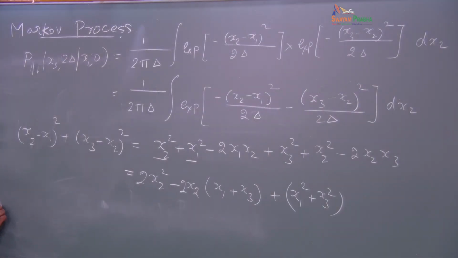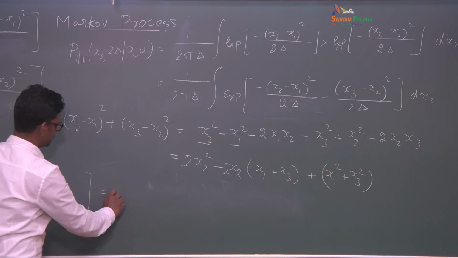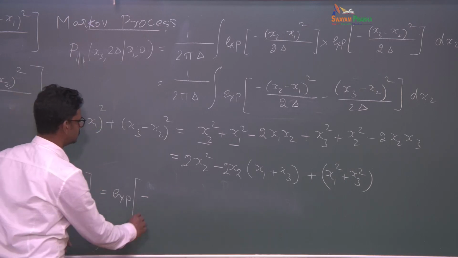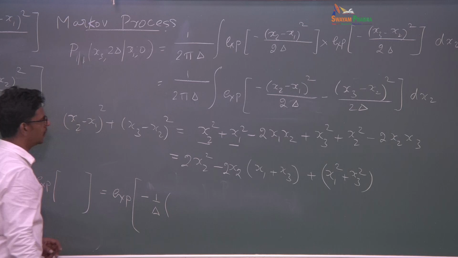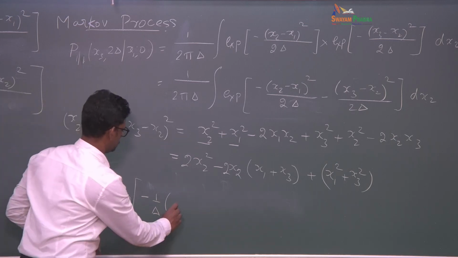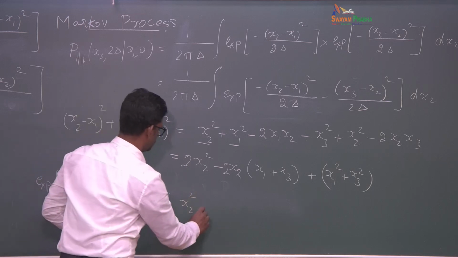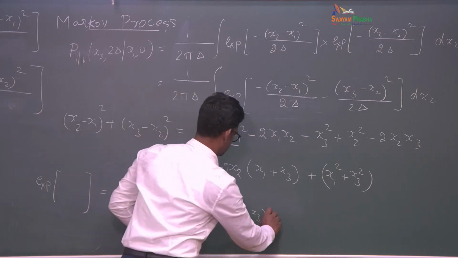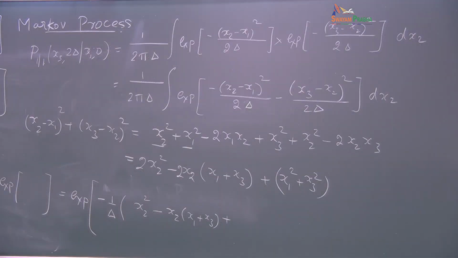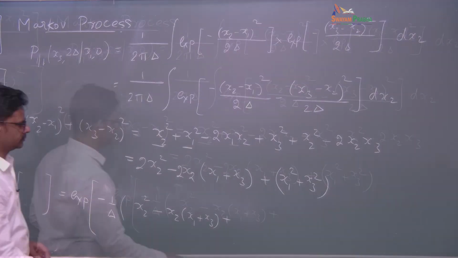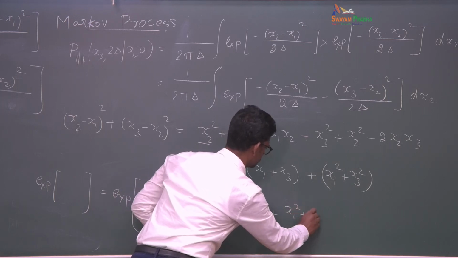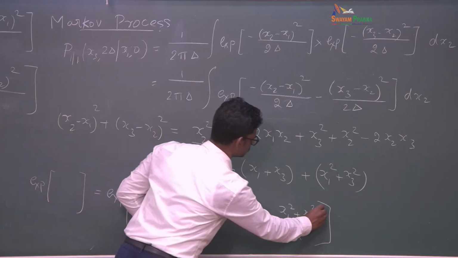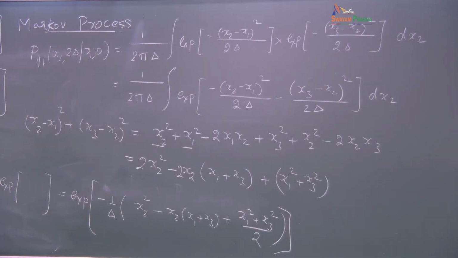So this exponential term that we have here is basically the exponential of minus one by delta times x2 square minus x2 into x3... Okay, just check if everything's okay.